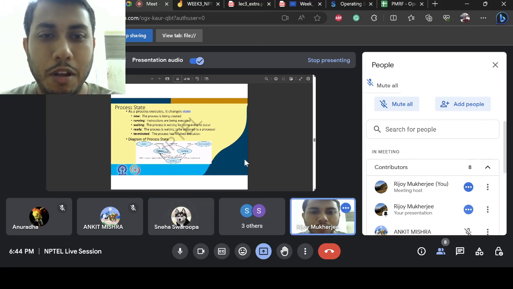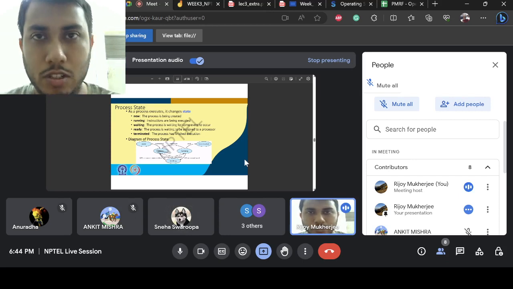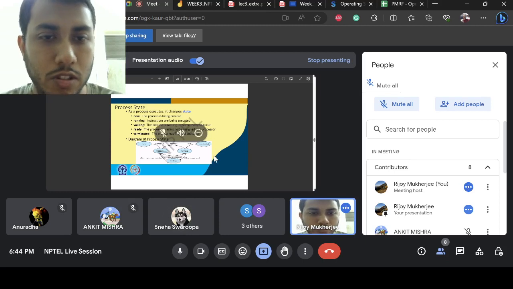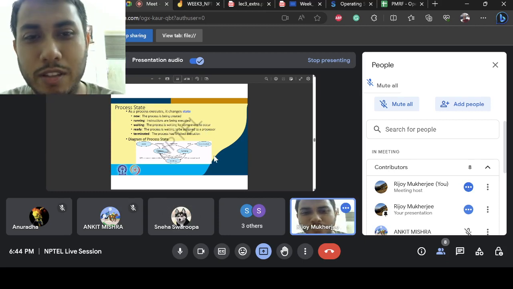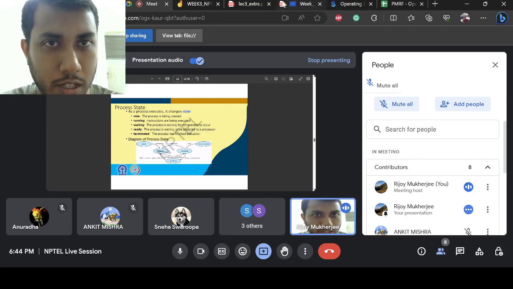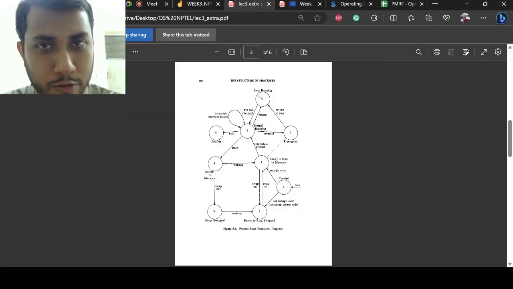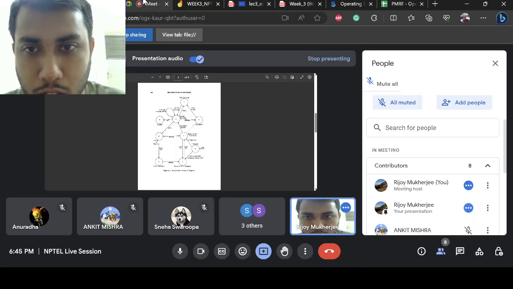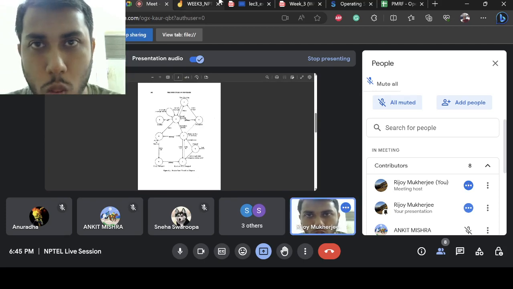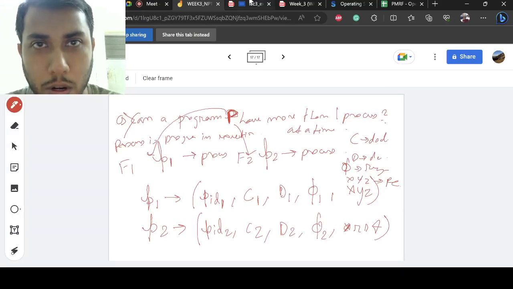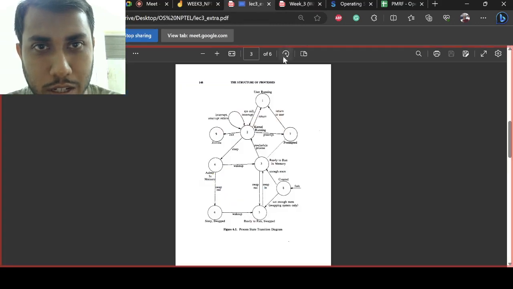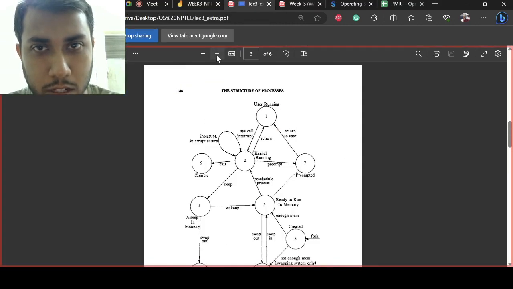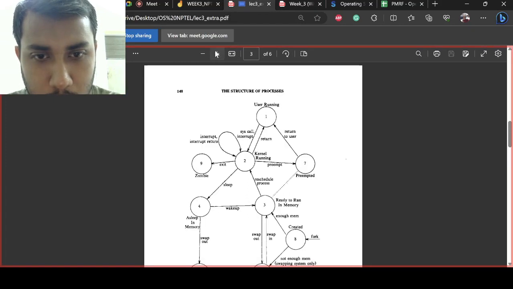So let me expand this diagram. This is a very small diagram, but there are many more states than this. Let me show you another diagram which I have prepared for this. Look at this. Is this visible? Yes, or should I magnify it a bit? Yeah, I will magnify it a little bit.